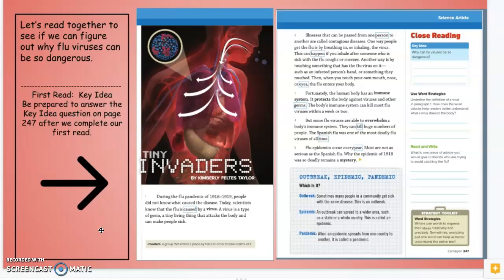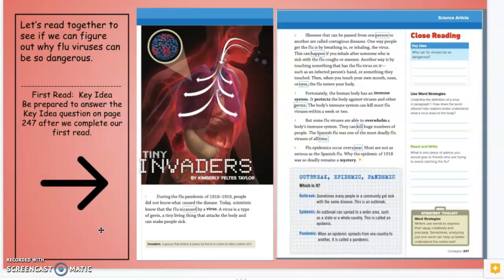Fortunately, the human body has an immune system. It protects the body against viruses and other germs. The body's immune system can kill most flu viruses within a week or two. But some flu viruses are able to overwhelm a body's immune system. They can kill huge numbers of people.